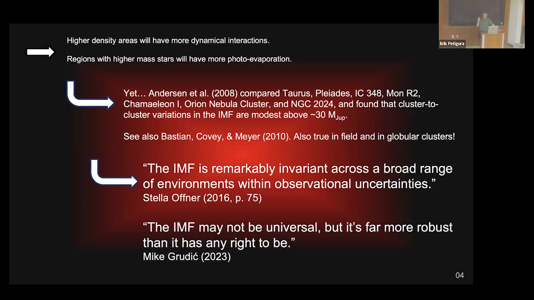So this led to a couple of quotes I wanted to give here. One was by Estella Offner in her review paper from 2016, where she says the IMF is remarkably invariant across a broad range of environments within the observational uncertainties. And I don't think I've heard anyone say it quite as succinctly as Mike Grudich did at our Milky Way conference over at Caltech back in October of 2023. And he said, the IMF may not be universal, but it's far more robust than it has any right to be.